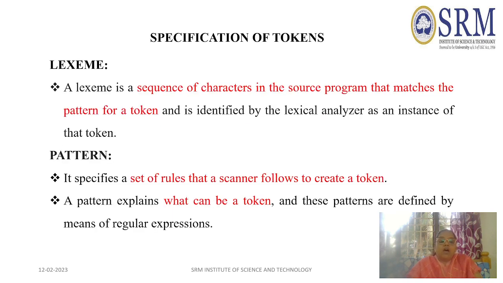Okay. So a lexeme is a sequence of characters in the source program that matches the pattern for a token. A combination of alphabets or a sequence of characters in the source program can be called a lexeme. If it matches the pattern, then it is called a token. What is a pattern then? A pattern is nothing but a set of rules that a scanner follows to create a token.